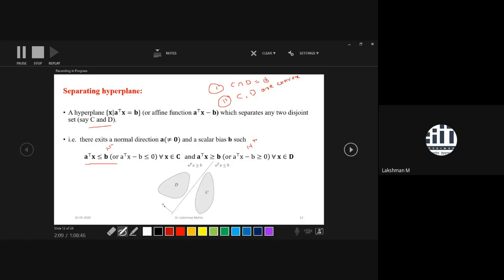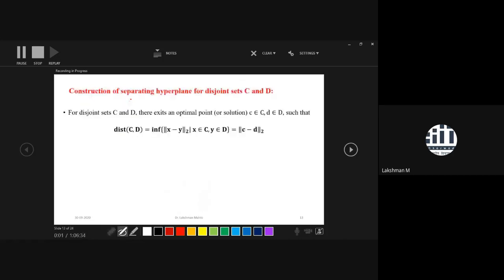Remember that convexity is a must-have property for separating two sets. So here we are taking two convex sets C and D, and we can easily separate these two sets with the help of a supporting hyperplane. So now the idea is how to construct that separating hyperplane. The construction process I had already written here.